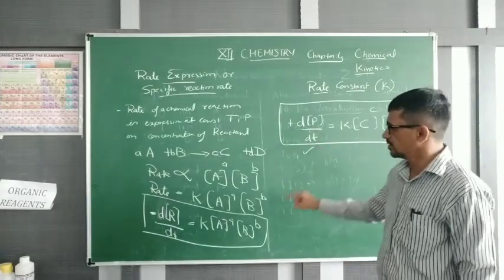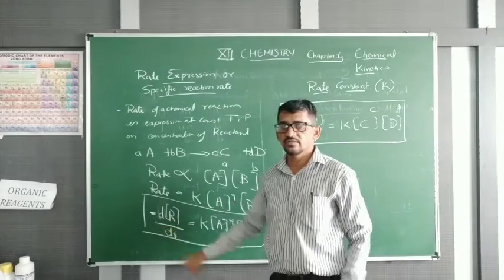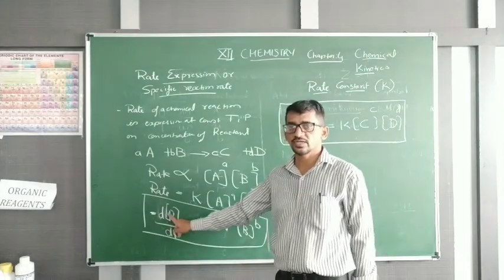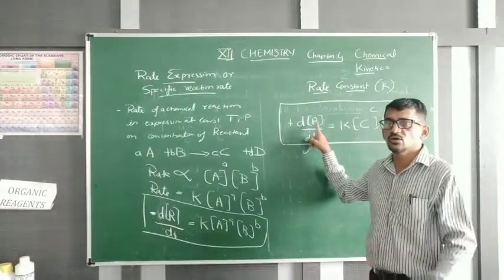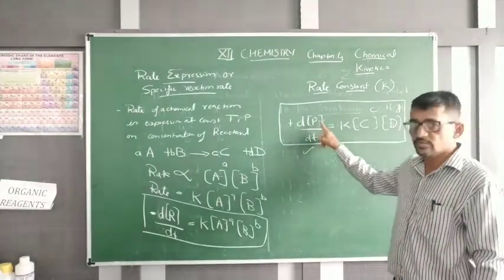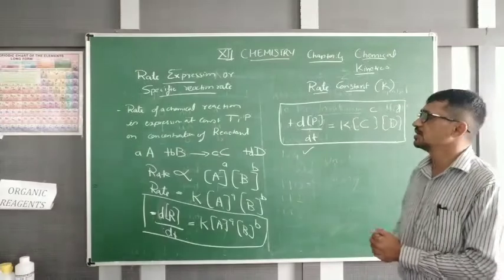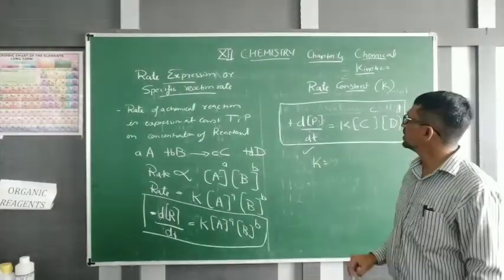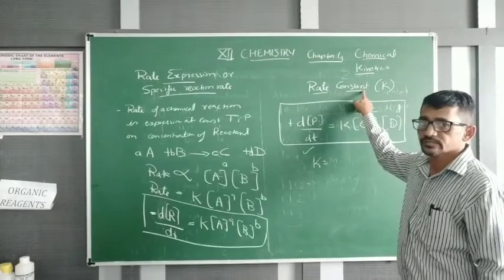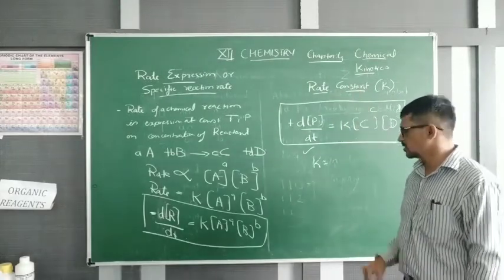So two ways you can write: minus dR by dt means decrease in the concentration of the reactant per time, and increase in the concentration of product per time. That is known as the differential rate equation, where K is nothing but the rate constant.